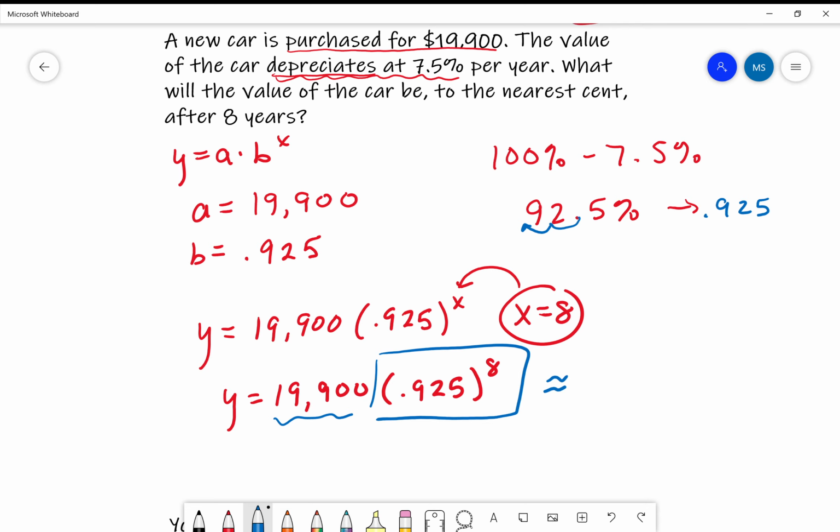So if we plug this in, we should get 10,665.64 if I round, and that would be the price to the nearest cent after 8 years. So again, in this example, depreciation, we want to be subtracting from 100%.